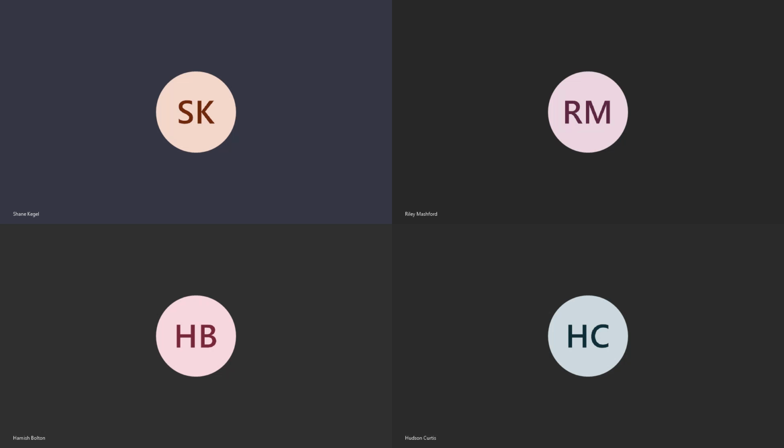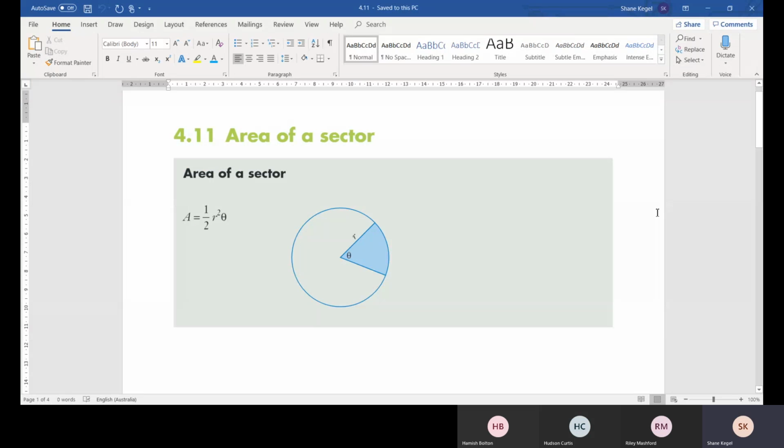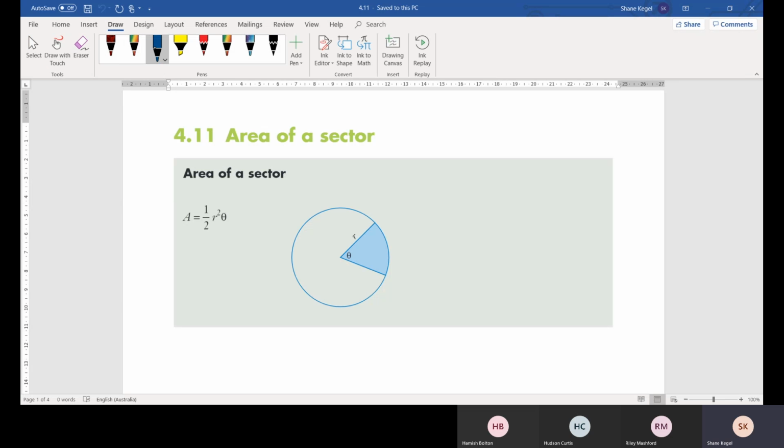Okay, so looking at 411 now, area of a sector. So moving on from last exercise, which was looking at arc length, we can also find the area that's made by the sector that produces the arc length, or as you can see, that area in the circle there highlighted in blue. So again, we're given our formula, which is pretty straightforward.